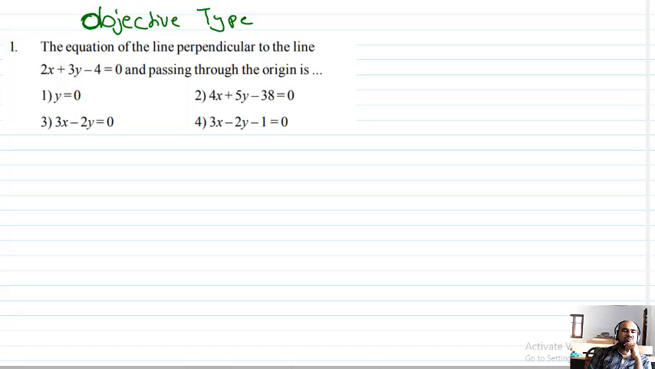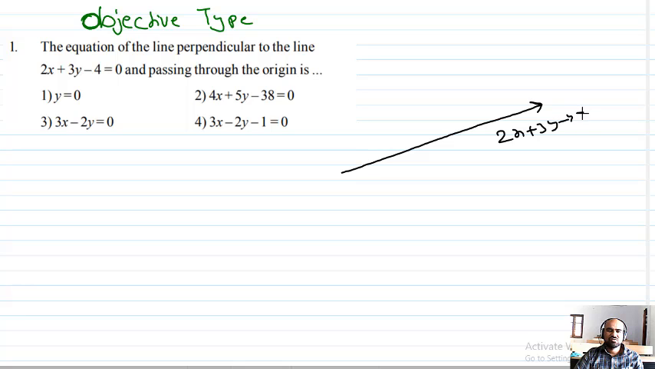Okay. And that first problem, students. The equation of a line perpendicular to this line and passing through the origin. Okay. I will show you. This is the given line, 2x plus 3y minus 4 equal to 0. Now you want to find another line which is perpendicular to this and passing through origin. Okay. You want to find equation of red colored line. A point is there and that is 0 comma 0.